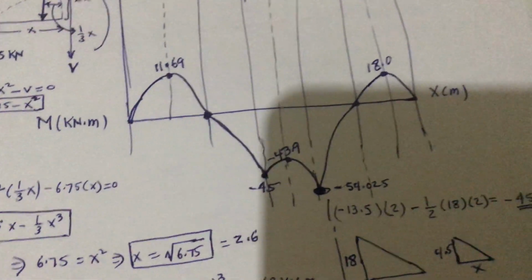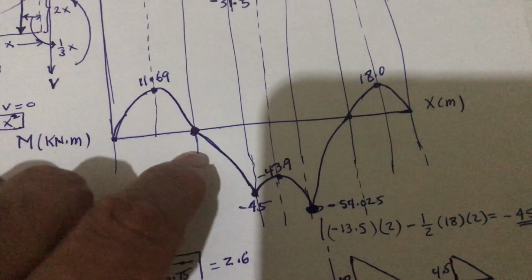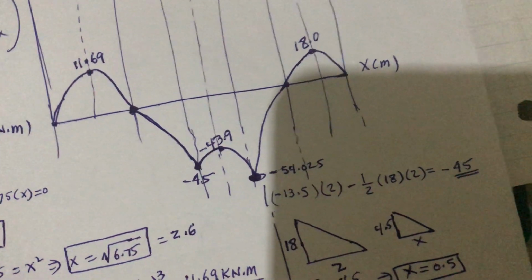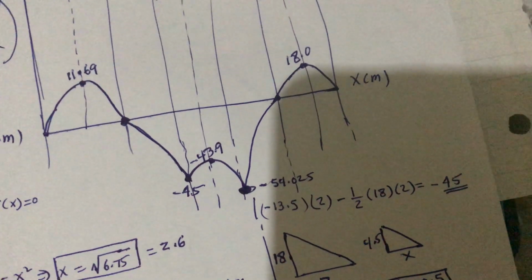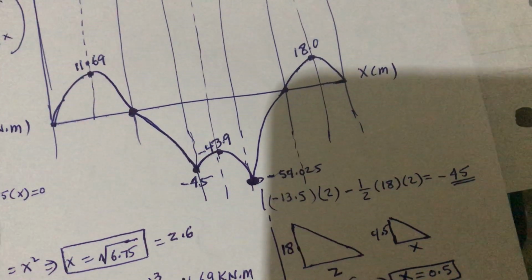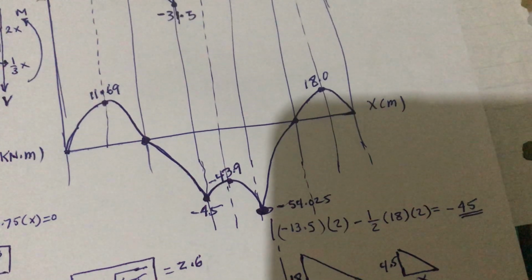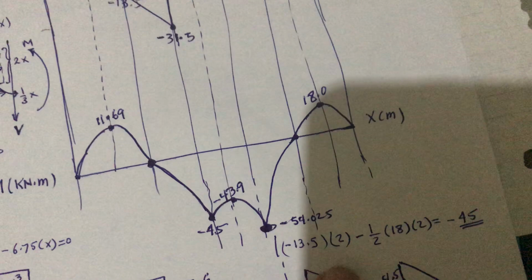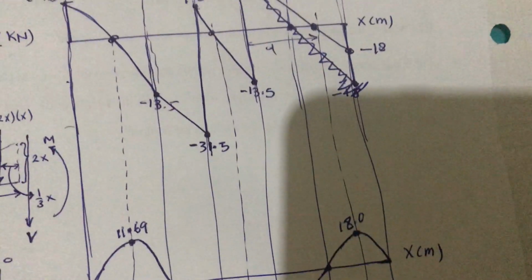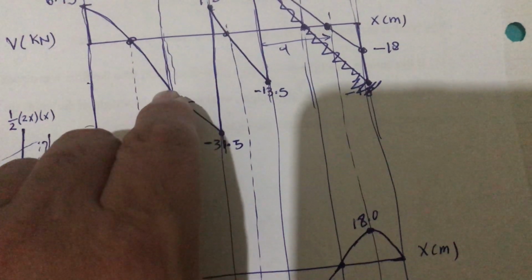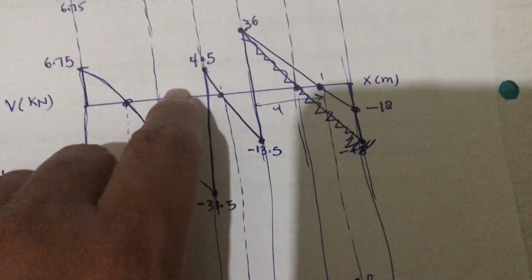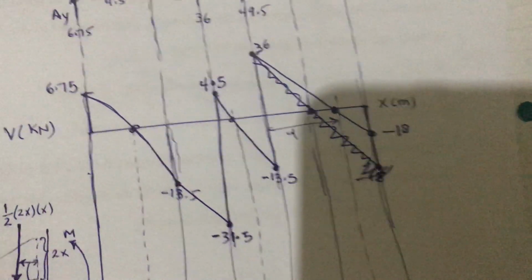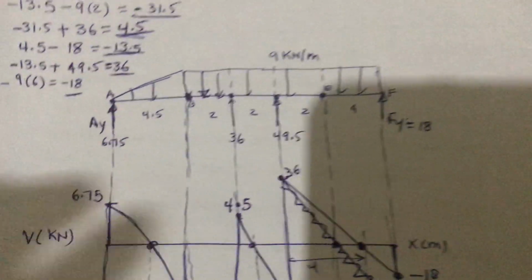So you do it like this. Initially it is, let's see, how could you do this? Minus 13.5 times 2, minus 1/2, you can see it here, minus 13.5 times what? 2. So you could know the area of this. We could find the area of this.